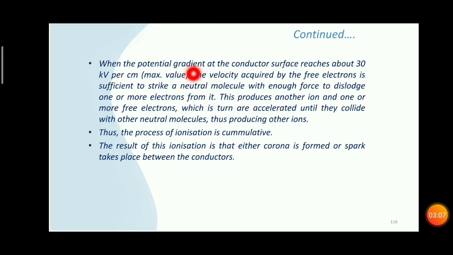When the potential gradient reaches above the breakdown strength of the air, the velocity of free electrons increases and they will strike more neutral molecules and form more free electrons. Again, it forms a cumulative process and more collisions will happen. The result of this ionization is that the corona is formed, or a spark takes place between the conductors.